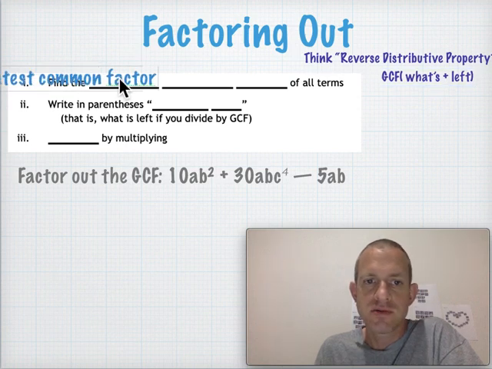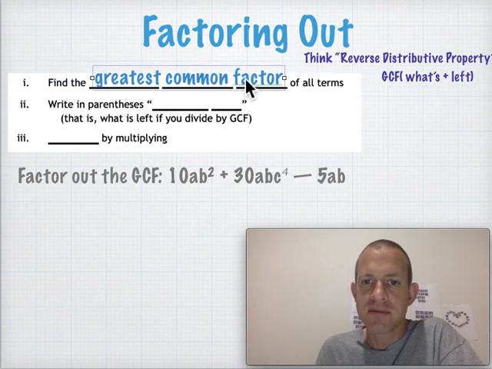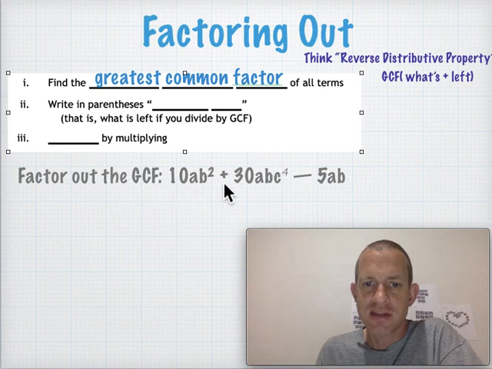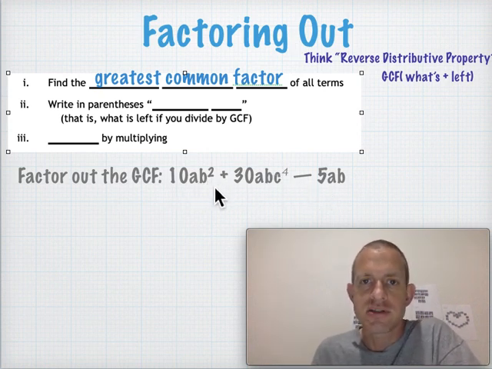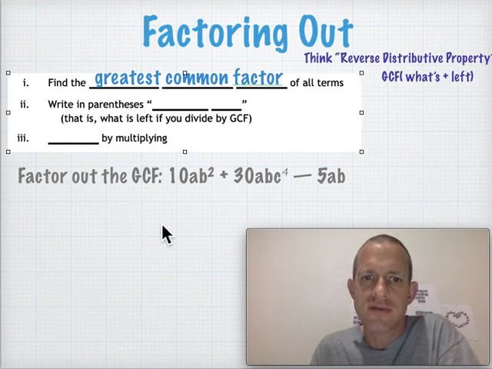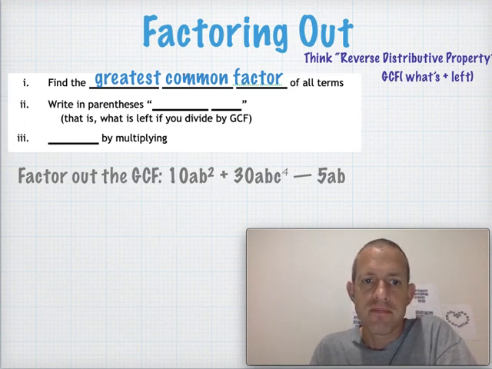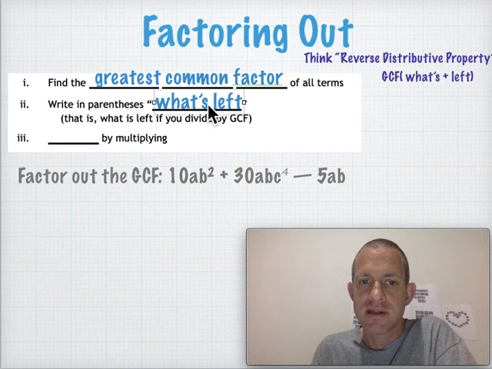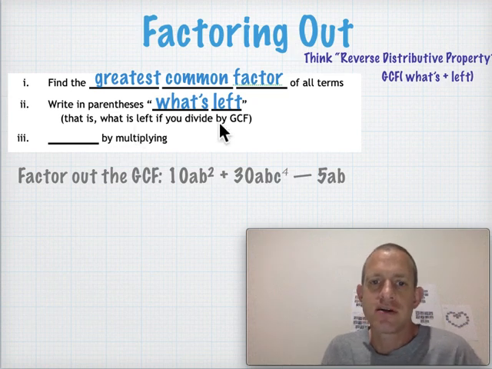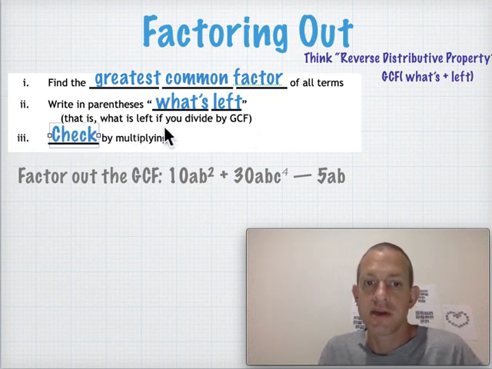The process I said to do was to start by finding the greatest common factor, and that is looking at the numbers and what's the biggest number they can all be divided by, and looking at the letters and what's the most amount of letter that they all have in common. Then write that on the outside, and inside of the parentheses, write what's left. That technically is what you get when you divide by the greatest common factor. And you can always check your work by multiplying it, doing the distributive property.